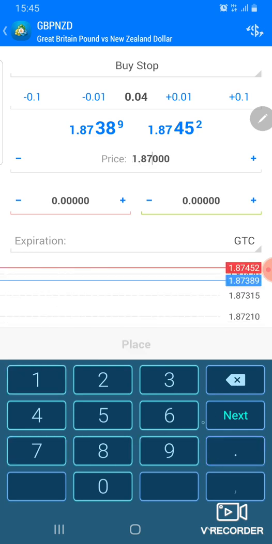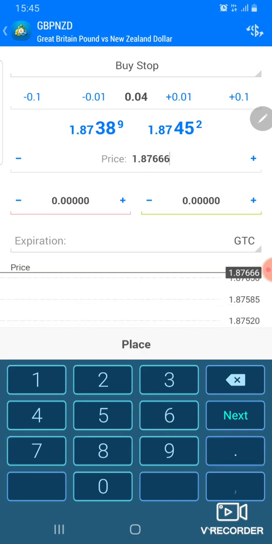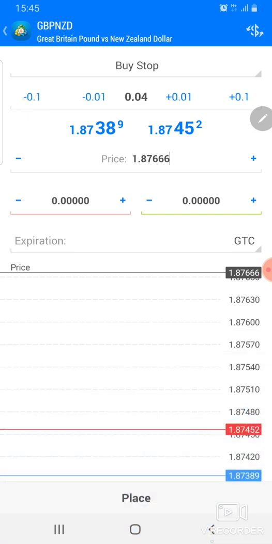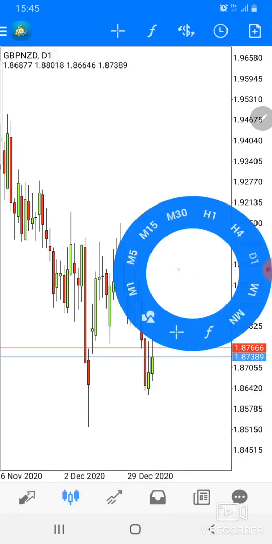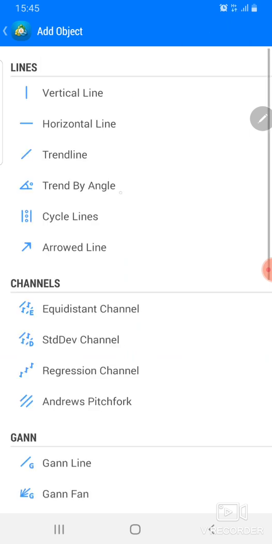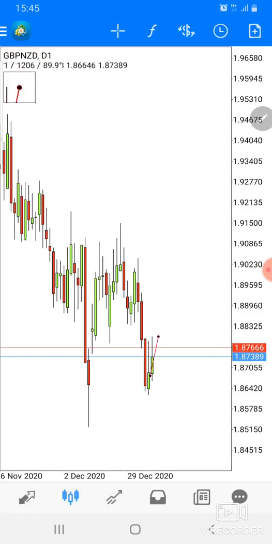1.87666. Okay, if you're going to put that buy stop at 1.87666, what will happen is that the market will go up, and when the market reaches here, your order will activate into a buy order. Okay, if the market keeps on going up, then you're good.